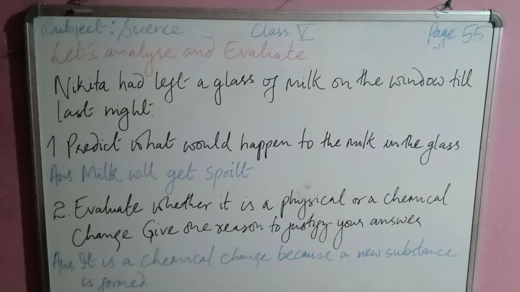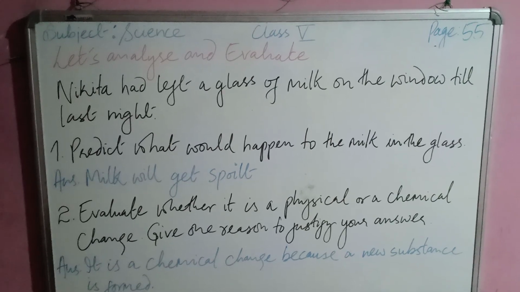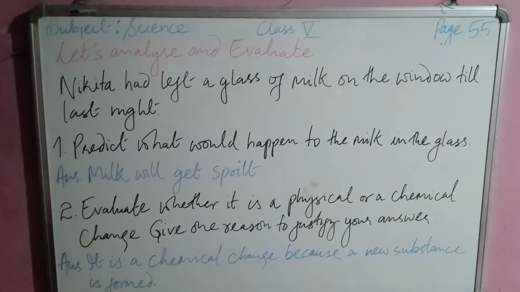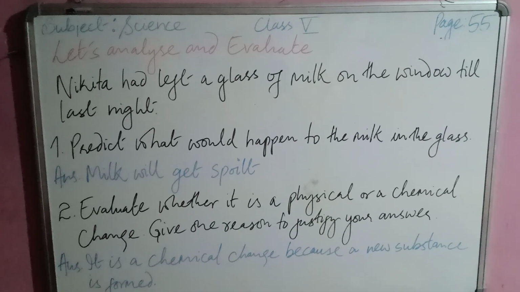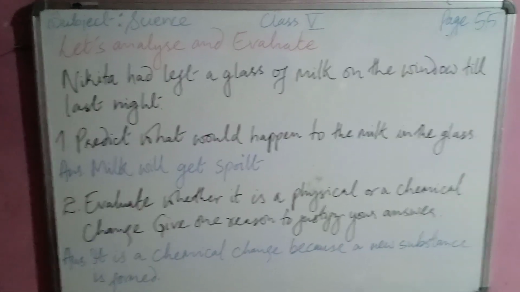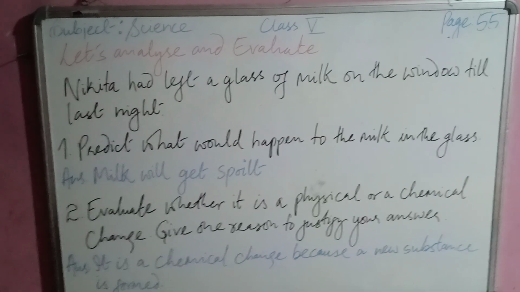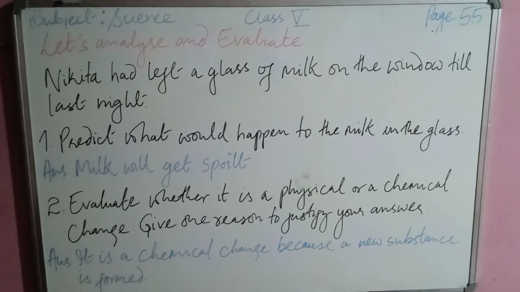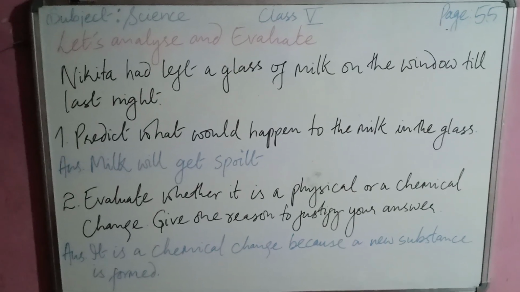Next we have Let's Analyze and Evaluate questions. Nikita had left a glass of milk on a window till last night. Predict what would happen to the milk in the glass. The milk will get spoiled. After that, evaluate whether it is a physical or a chemical change, and give one reason to justify your answer. It is a chemical change because a new substance is formed.